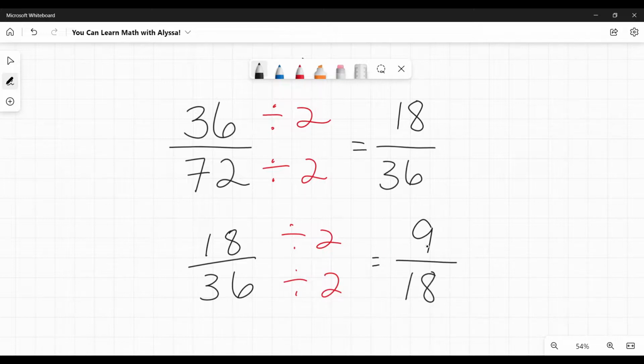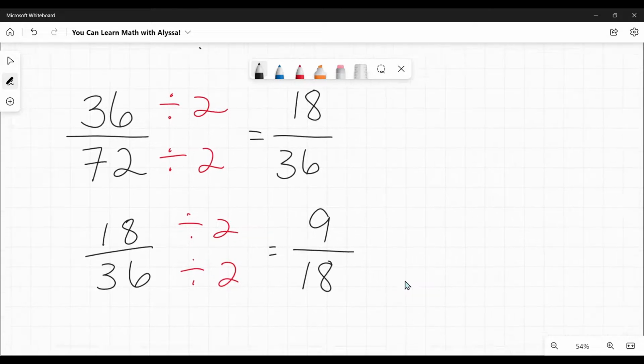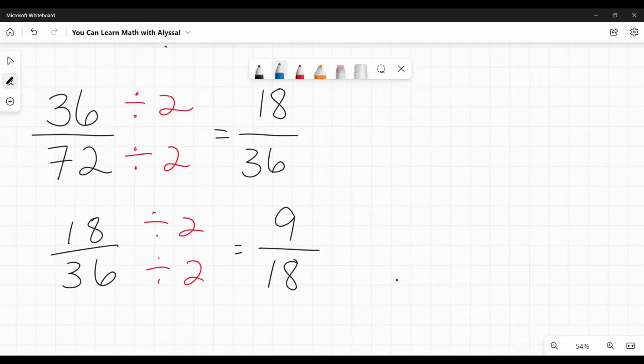I go, okay, it's still not a 1 on top. I need to check 9 and 18. Now at this point, I might realize 9 goes into both of those. Or I might see that 3 goes into both of those. Again, neither one is wrong. If you do 3, because that's a smaller number, you're going to have to simplify one more time. If you do 9, then this will be your last step.